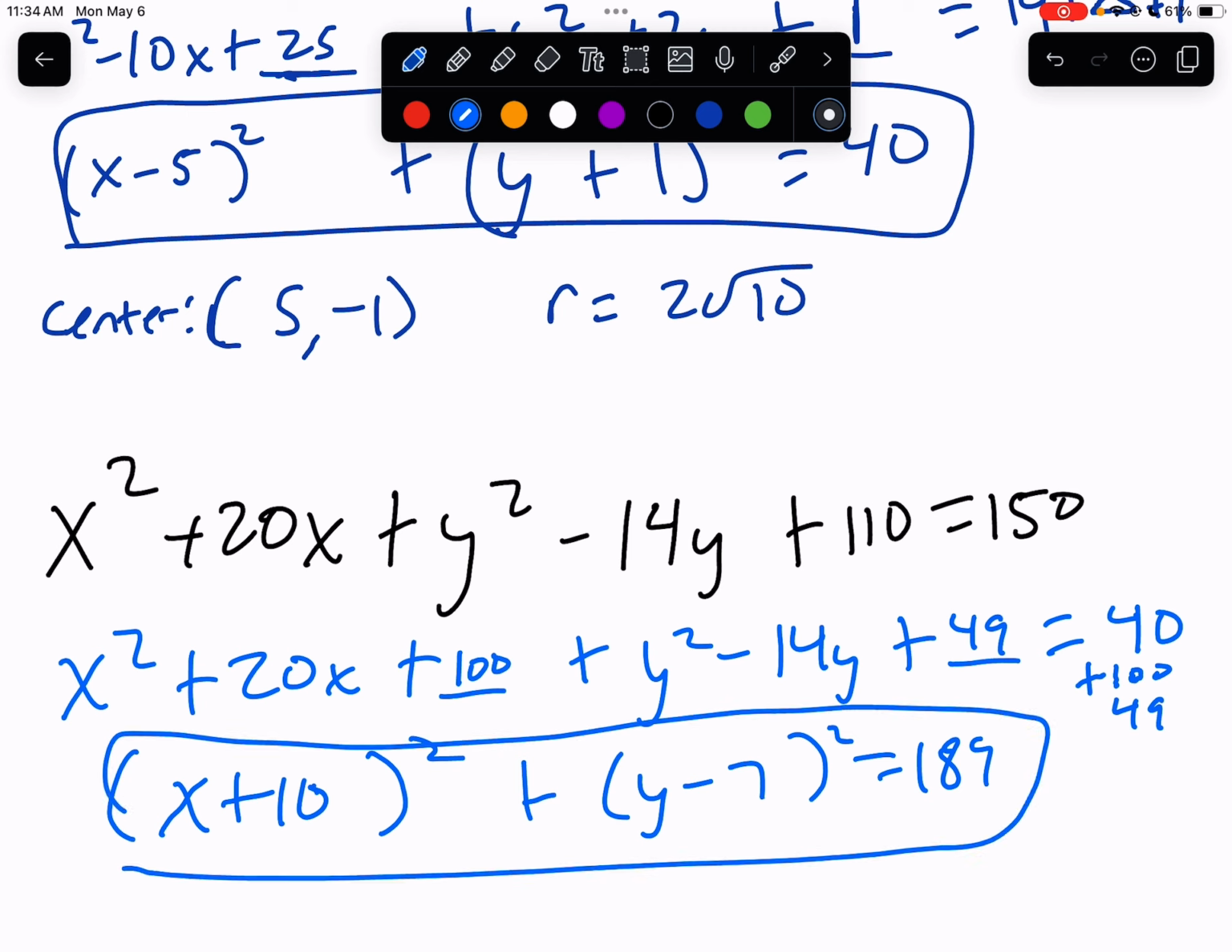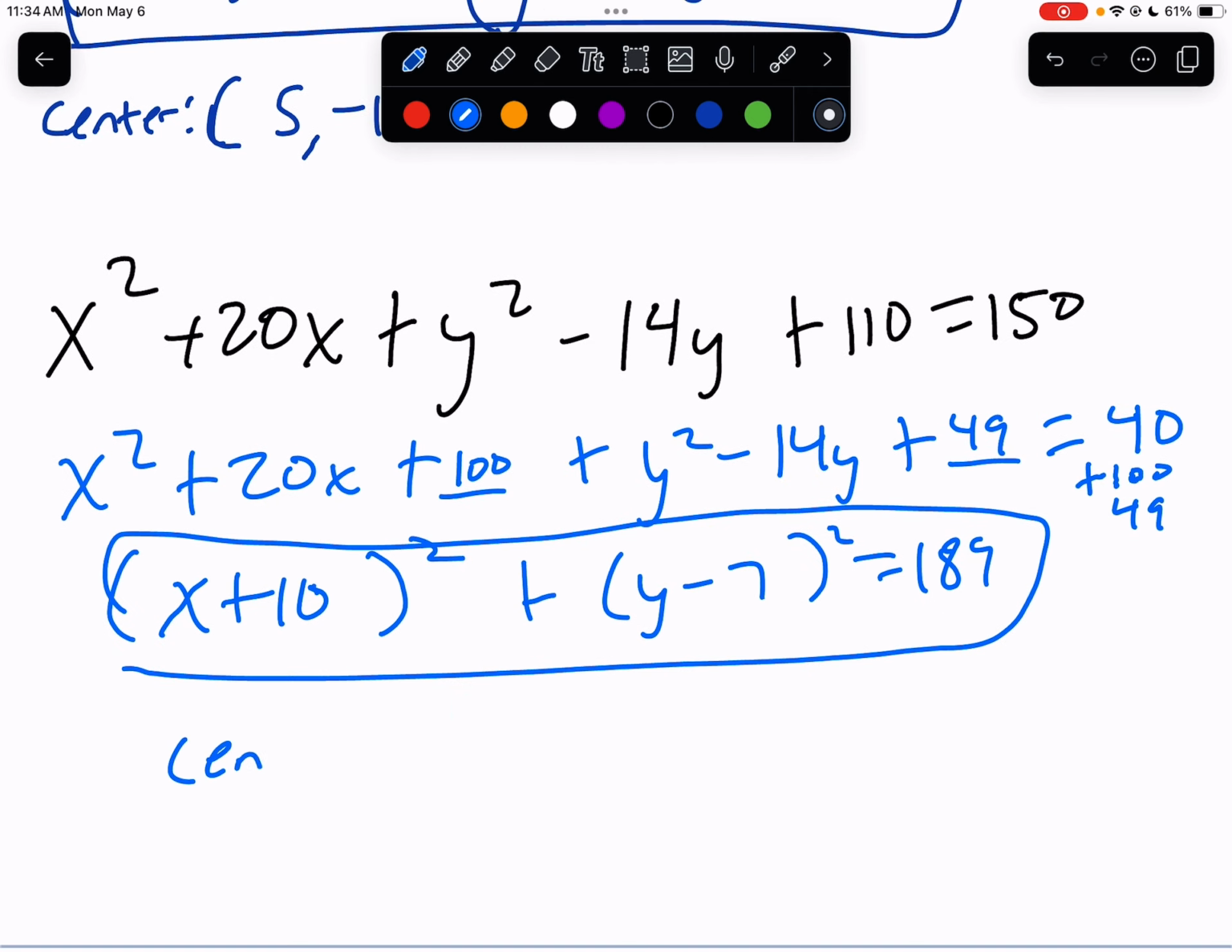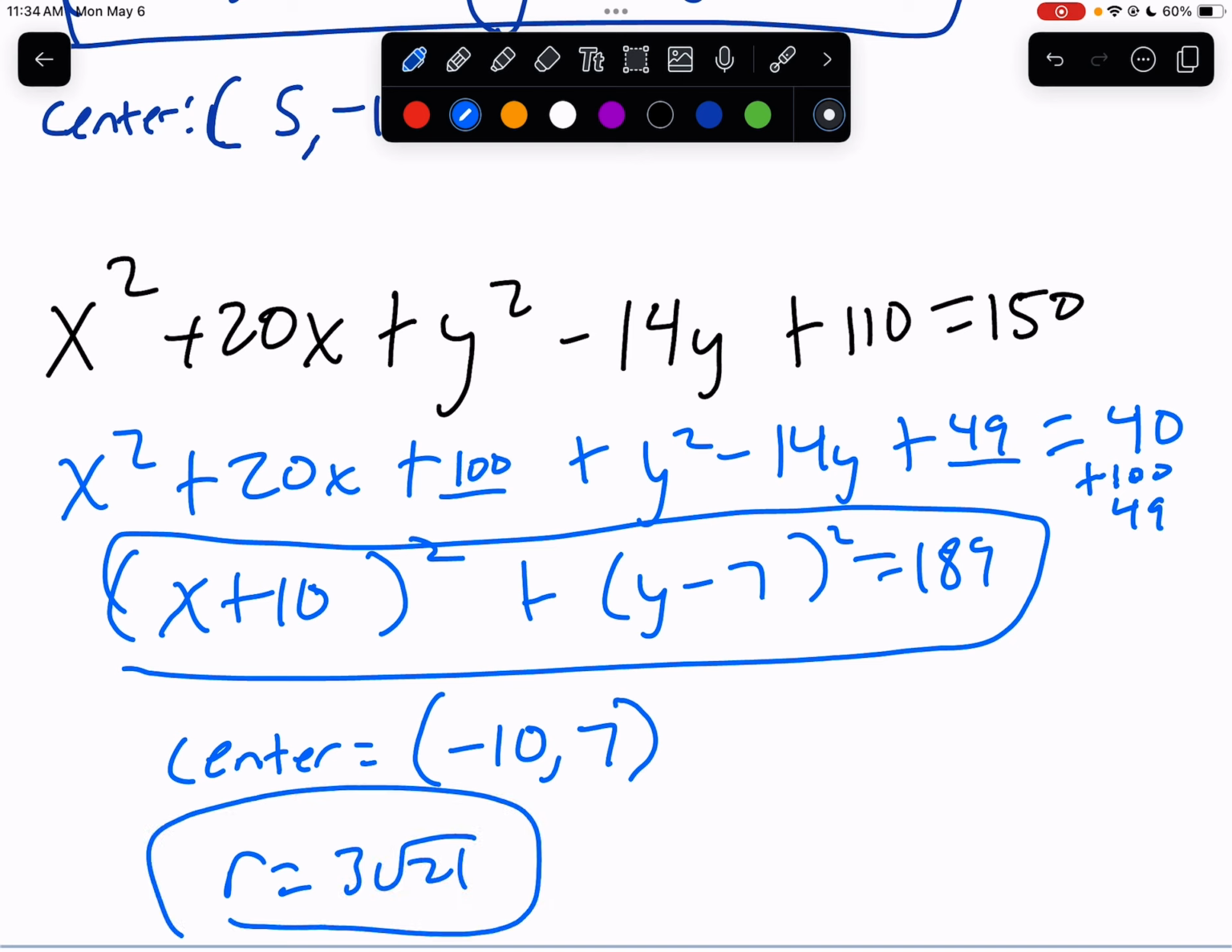Woo! 189. What is the square root of 189? I don't know. I'm going to type that in real quick. It's 3 root 21. So what is the center? That'd be negative 10 comma 7. What is the radius? It'd be the square root of 189, which is 3 root 21. Nailed it.